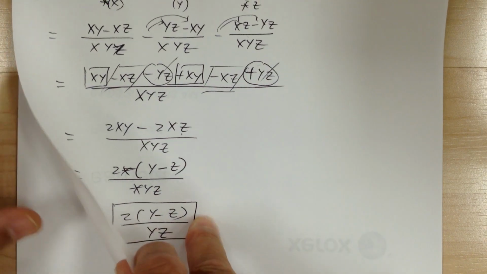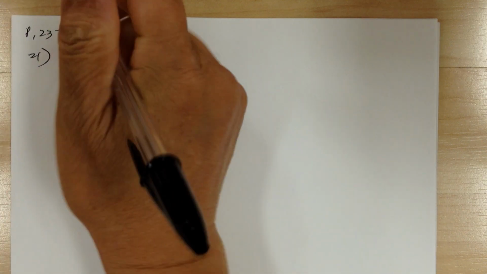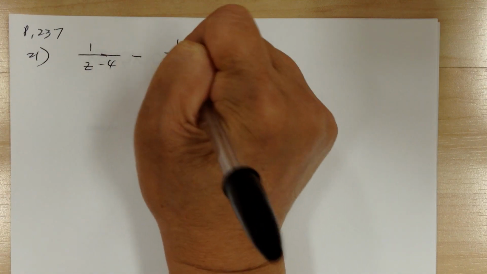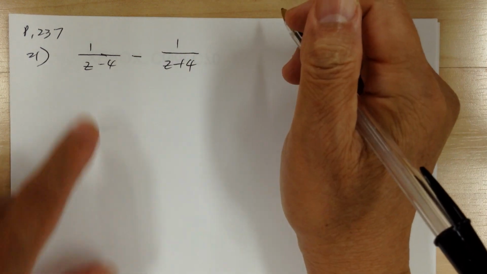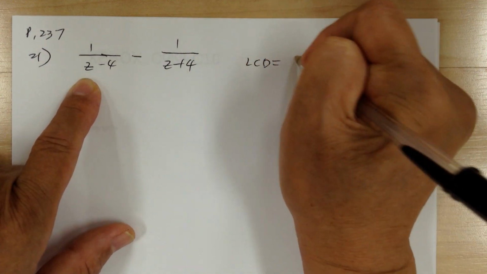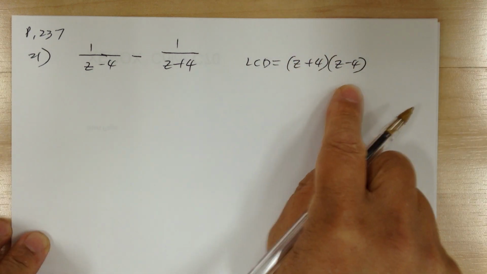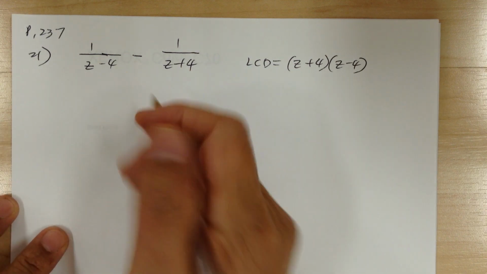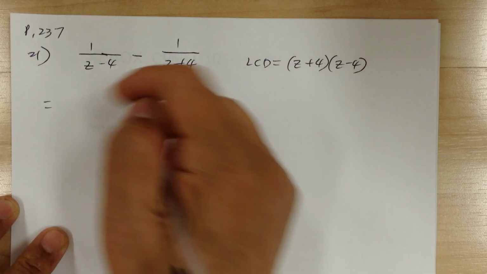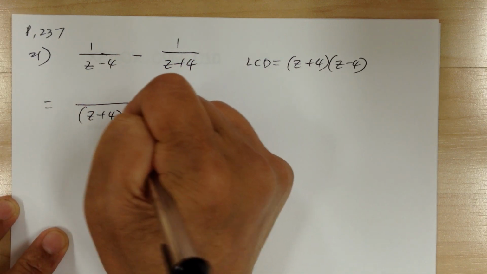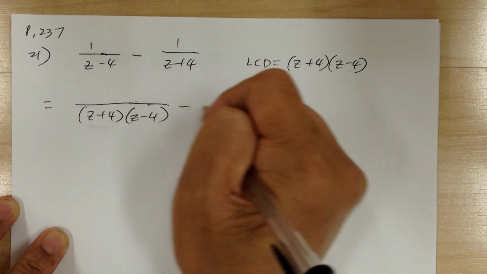Okay, let's go to the next one. Okay, 1 over z minus 4 minus 1 over z plus 4. Okay, so these are groups. So your LCD will equal z plus 4, z minus 4. Okay, so that's your LCD. You're going to need both groups. So that's your step 1, get your LCD. Step 2, get your LCD ready. Now don't multiply out.